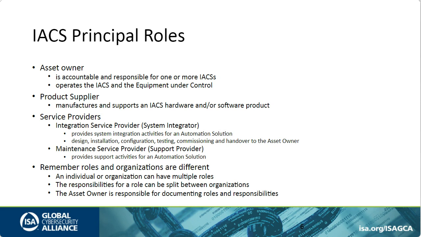It is important to understand that an individual or organization can have multiple roles. For example, a company may have the roles of product supplier and system integrator, or a company may have the roles of asset owner and support provider. Responsibilities for a role can also be split between organizations. For example, the asset owner may have responsibility for maintenance, but a service provider may be responsible for security monitoring and patch management. The asset owner is ultimately responsible for assigning and documenting the roles and responsibilities.